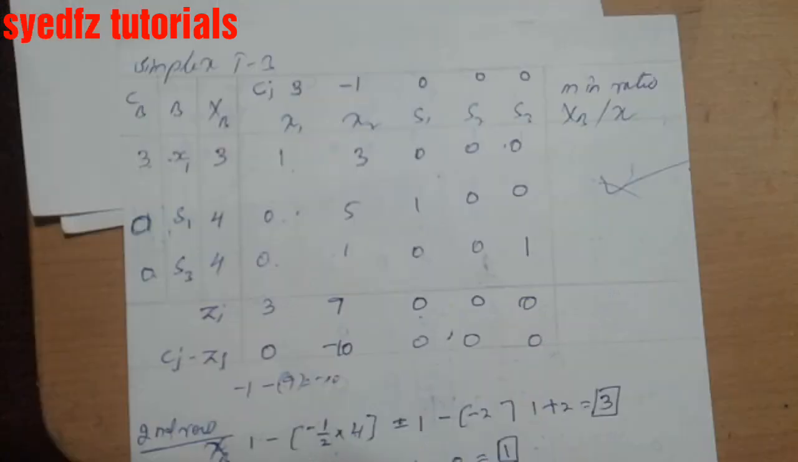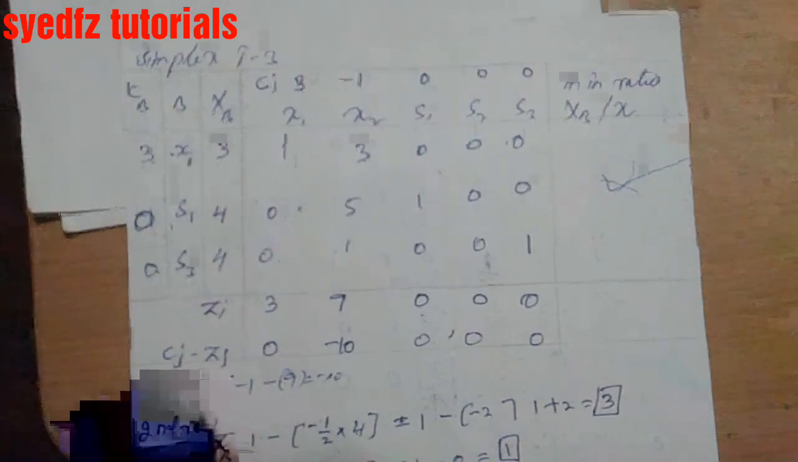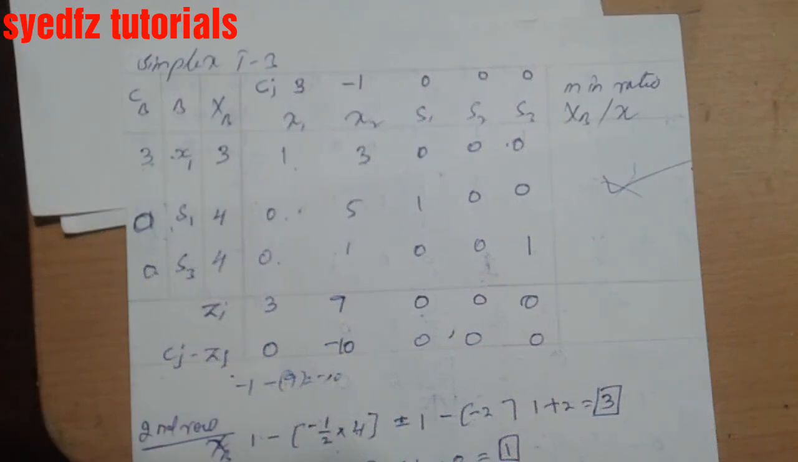People will do ZJ minus CJ. Some tutors will say ZJ minus CJ. At that time zeros are positive, and all should be positive, not 0 also, all should be positive. So if you are doing ZJ minus CJ, all should be positive, but the proper one is CJ minus ZJ, all should be zeros and negatives.